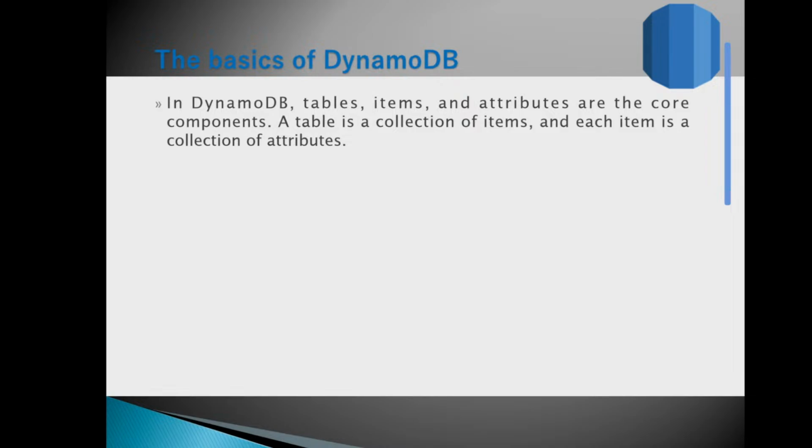Now, the basics of DynamoDB first of all. In DynamoDB, tables, items, and attributes are the core components. A table is a collection of items, and each item is a collection of attributes. In your structured database, a table is a collection of rows, and each row is a collection of columns or cells. Here we call them items. Each record is called an item, and each value in the item is called an attribute.